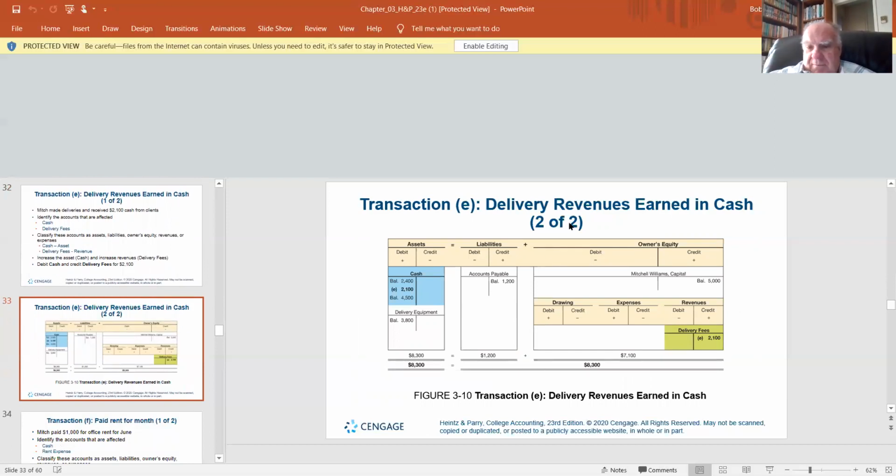Remember they had an umbrella up on this side? Under the owner's equity, we still have equity of 5,000, but right now we have revenues in the form of delivery fees for 2,100. And our accounting equation is still in balance. The 8,300 equals the 7,100 plus the 1,200.